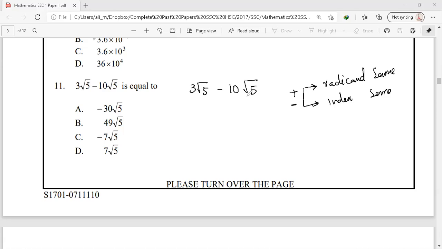So square root 5 and square root 5, we have the same radicand, we have the same index. So we can actually solve this radical expression, in which we will keep this radical and radicand the same, and 3 minus 10 would become minus 7. So the correct option in question number 11 we have is option C.